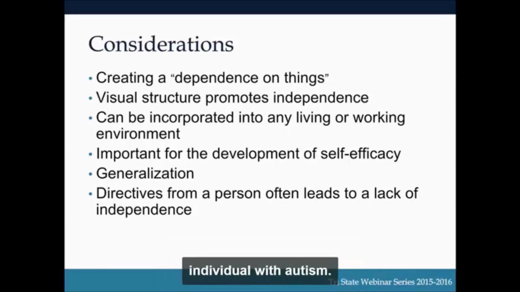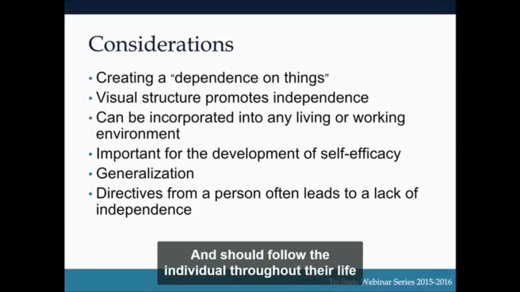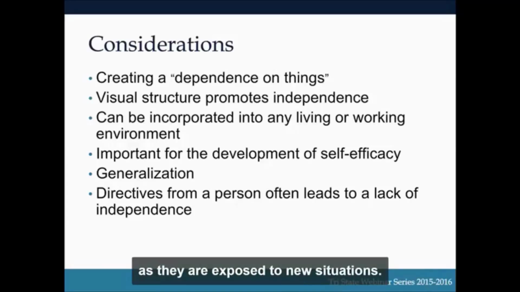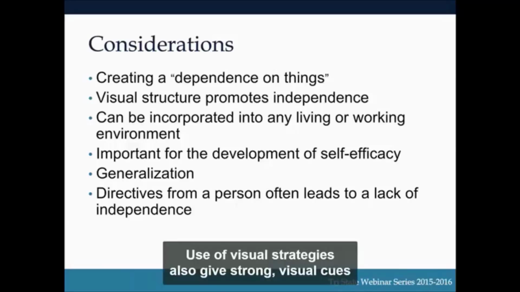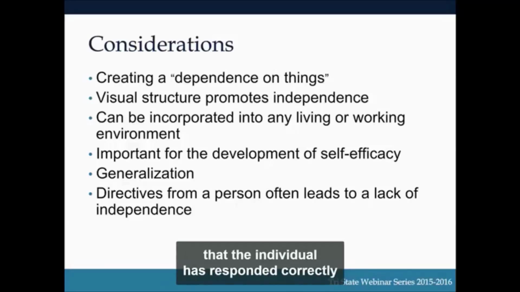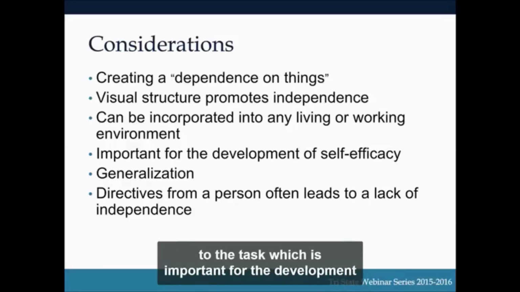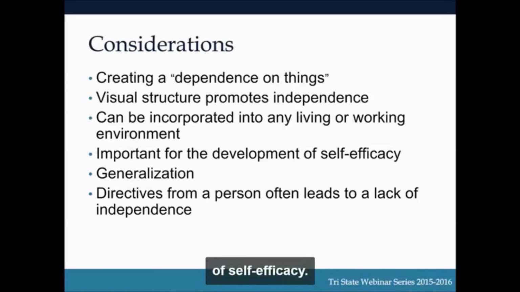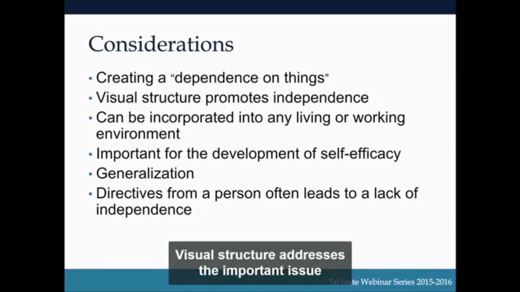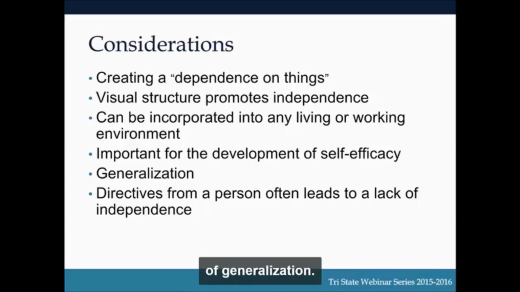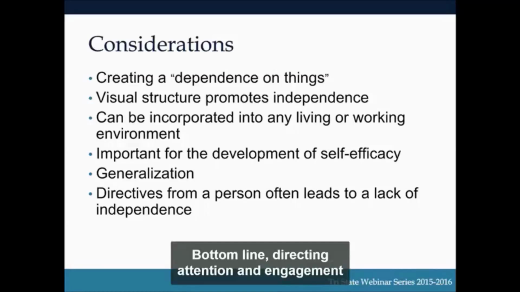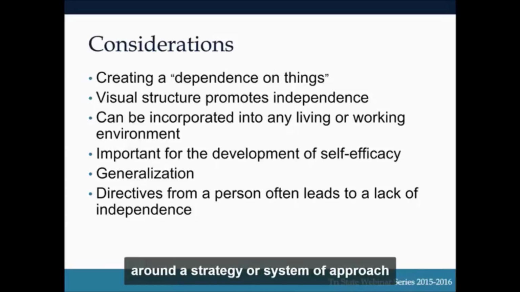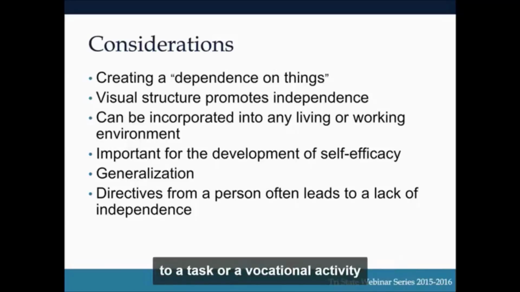Visual structure can be incorporated into any living or working environment as a support for the individual with autism and should follow the individual throughout their life as they are exposed to new situations. Use of visual strategies also gives strong visual cues that the individual has responded correctly to the task, which is important for the development of self-efficacy. Visual structure addresses the important issue of generalization. Bottom line, directing attention and engagement around a strategy or system of approach to a task or a vocational activity will result in independent functioning.